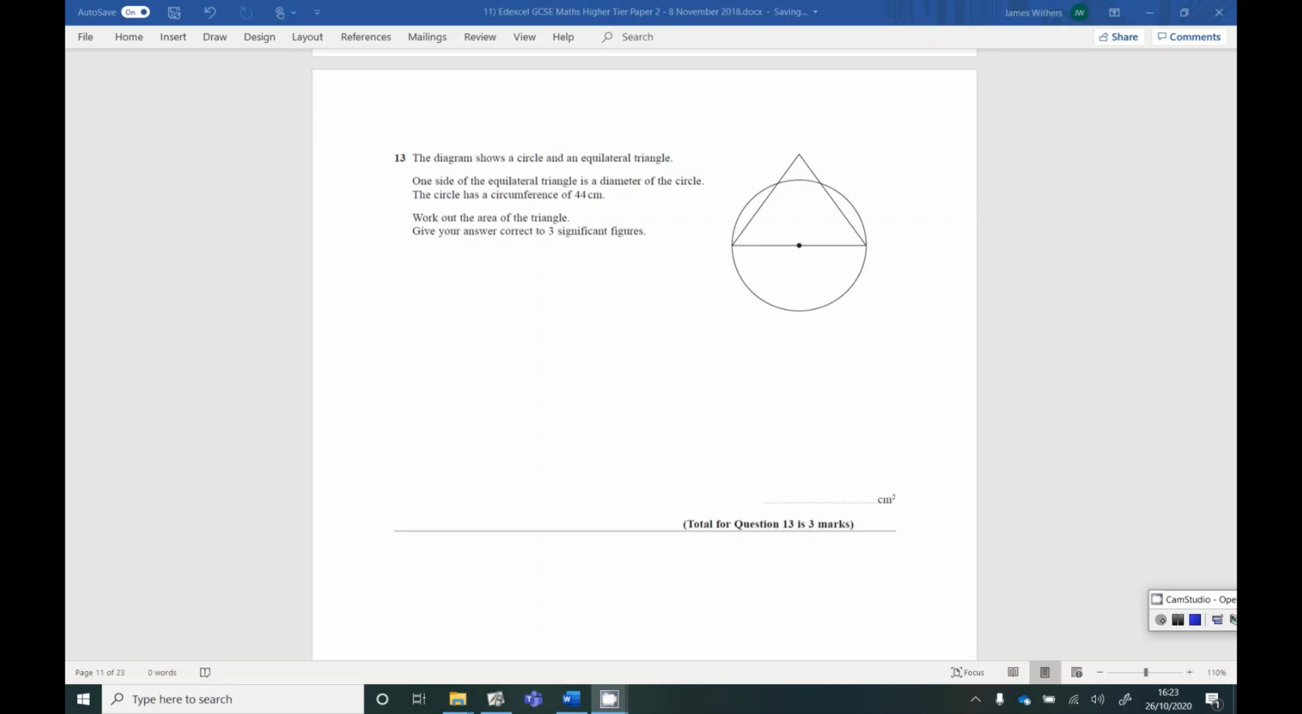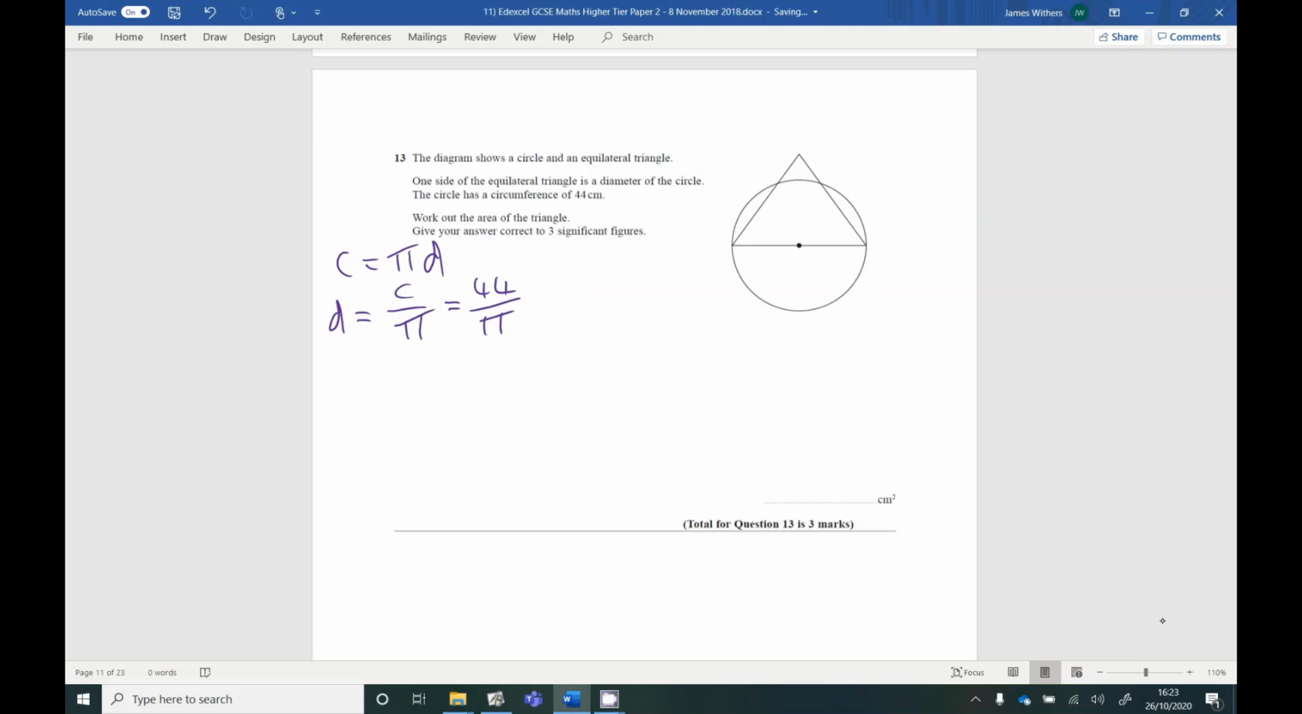Question 13. We're told the circle has a circumference of 44. Now circumference equals pi times diameter. So the diameter is the circumference divided by pi. So our diameter is 44 divided by pi. Now I'm just going to leave it like that, as that's an exact number.